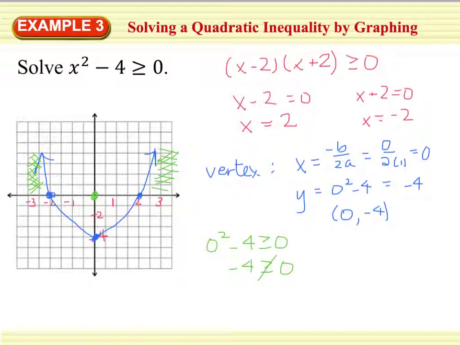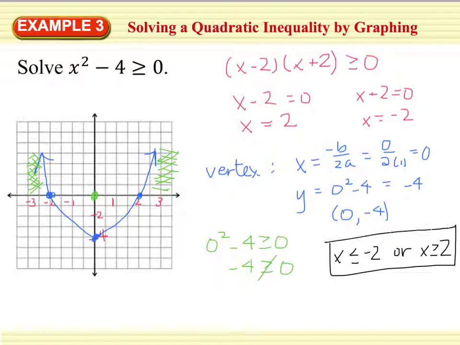So what that tells me then is my solutions are going to be for values of x that are less than or equal to negative 2, or values of x that are greater than or equal to positive 2. So this right here is the region that's greater than or equal to 2, and this right here is the region that is less than or equal to negative 2. And if you'd like, you can always select a test point to confirm what you just solved for algebraically.